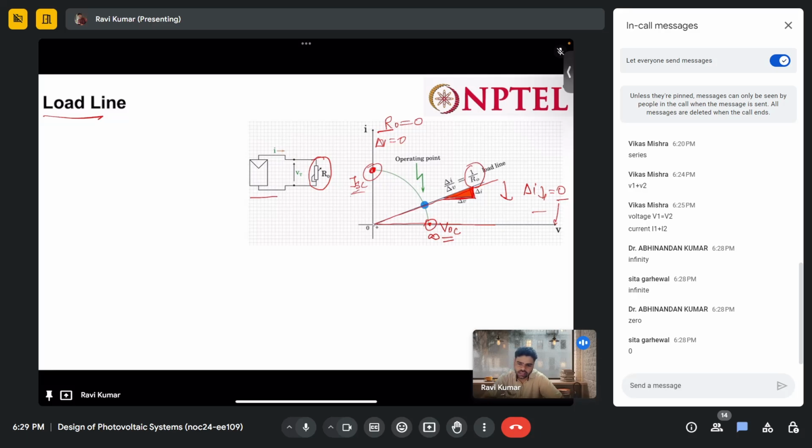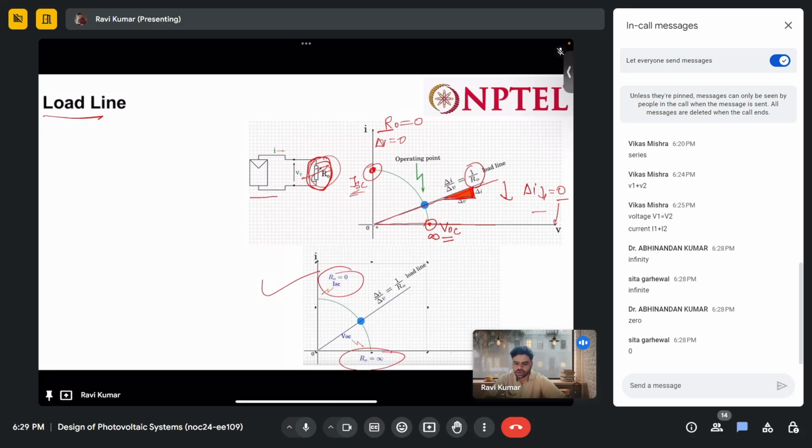So you have seen, using this resistance we can trace the entire IV characteristics of a solar cell. This is a crude way to trace the IV characteristics. Just change this resistance and you will get the entire IV characteristics. So this is the concept of load line: R naught 0 is ISC, R naught infinity is VOC. So this is all about the load line.